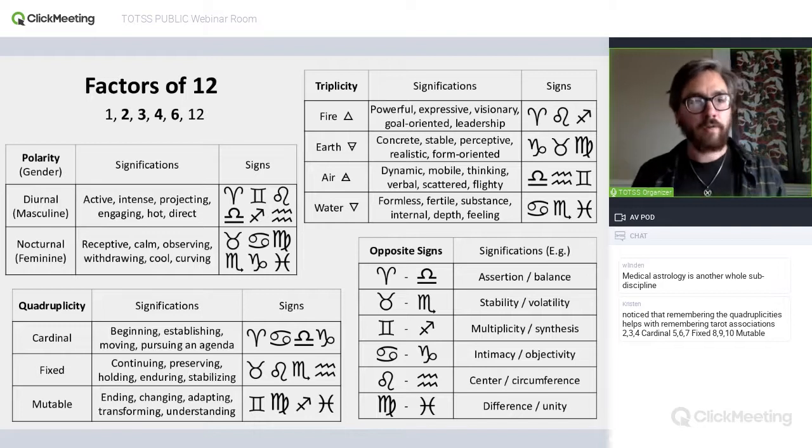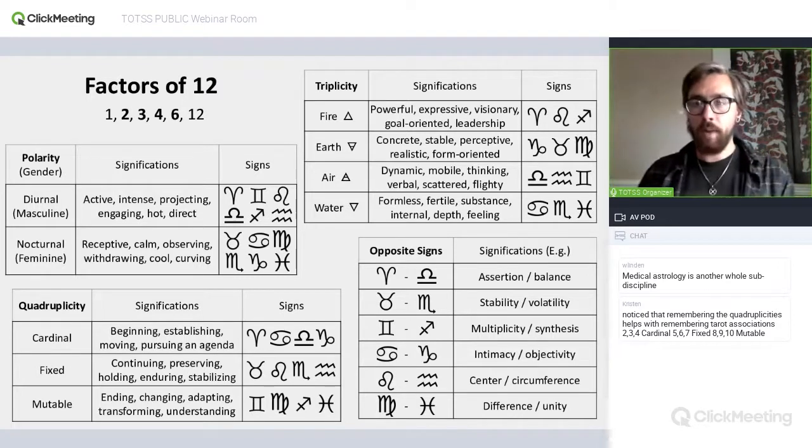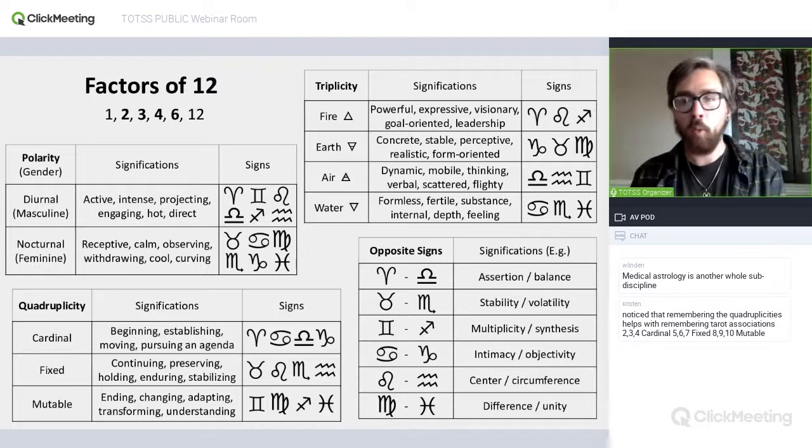All right, so again, we have this idea of polarity, which I'm calling diurnal and nocturnal. You should be aware that this is often, especially in traditional texts, discussed as gender. And so diurnal corresponds to the masculine and nocturnal to feminine. I think it's perfectly fine to just drop the gender language and use diurnal and nocturnal rather than feminine and masculine.